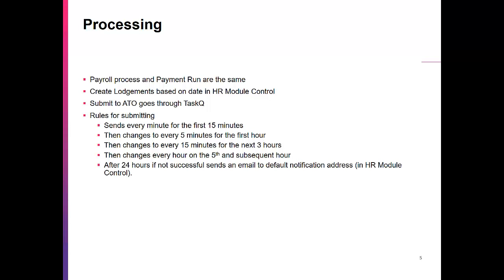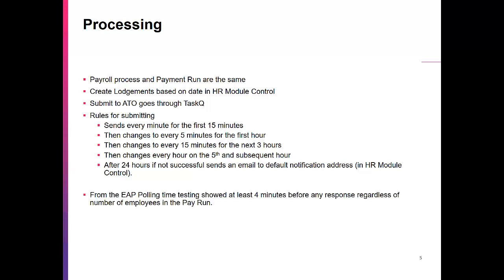After 24 hours, if not successful, it sends an email to the default notification address. So that's the notification address you saw in the HR module control earlier on, alerting you to that fact. From our EAP on this STP process, polling time suggested that you have to wait at least 4 minutes before any kind of response from the ATO. This is regardless of the number of employees in the pay run. So don't go expecting, oh, there's only 2 people, it should take no time at all.